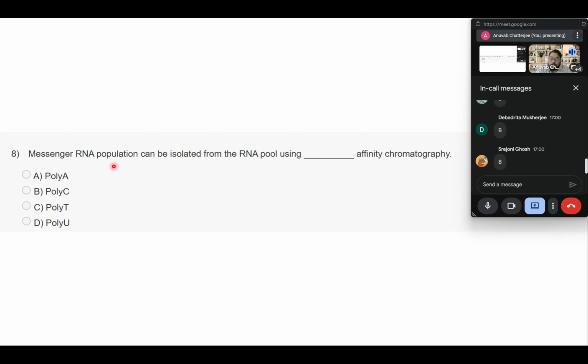Next, messenger RNA or mRNA population can be isolated from the RNA pool using blank affinity chromatography. The options are poly A, poly C, poly T, or poly U. You can put what you think is the correct option in the chat.